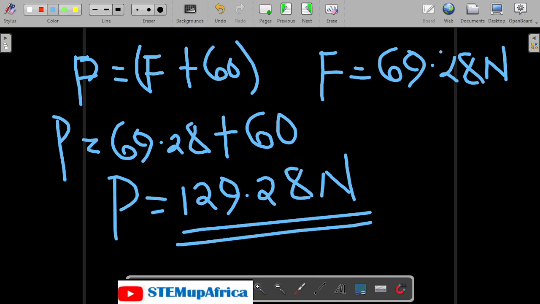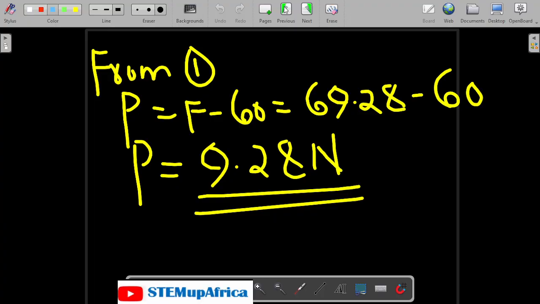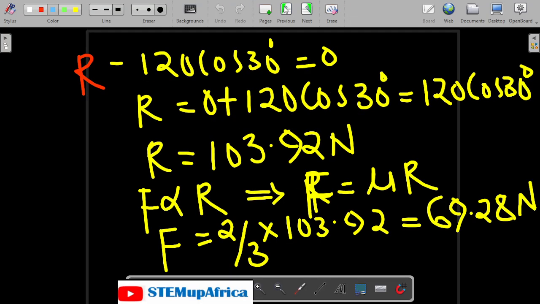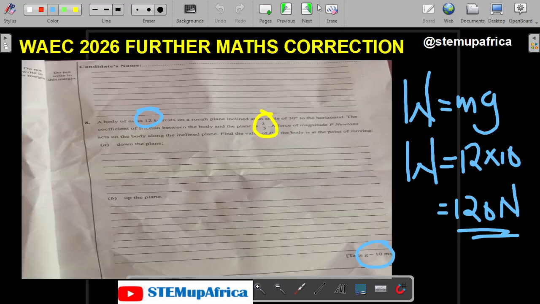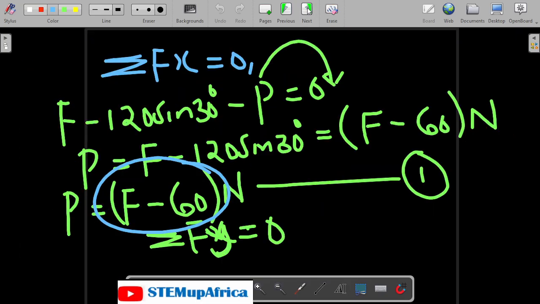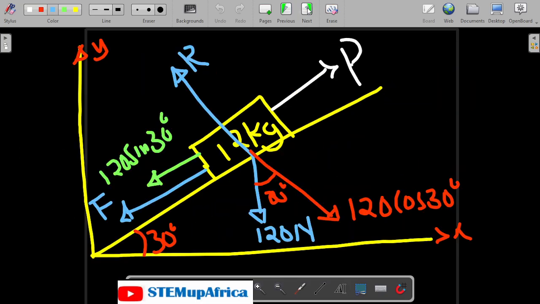If you want to know how to resolve forces, we've done it in multiple videos on our channel STEMupAfrica. You can go there and watch and see why they are 120 sin 30 and 120 cos 30. That would be a long way to help you understand the concepts of force resolution.